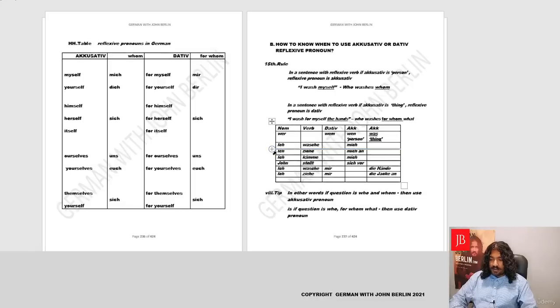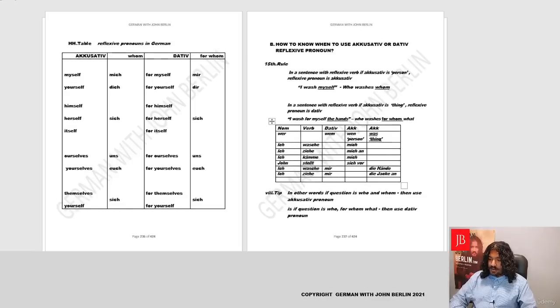Ich wasche mir die Hände. I wash for myself the hands. So what do I wash? Die Hände. Hände is not a person, it's a thing. So naturally, we'll be using the dative reflexive pronoun. That is, I wash for myself, ich wasche mir. So my tip again to you: in a sentence, if the accusative is a thing, your reflexive pronoun will be dative. So keep your eyes open in a sentence for whether the accusative part is a thing. Ich ziehe mir die Jacke an. So what do I put on? Die Jacke, it's accusative. That means the reflexive pronoun would be dative. So it's mir. I dress for myself the jacket.